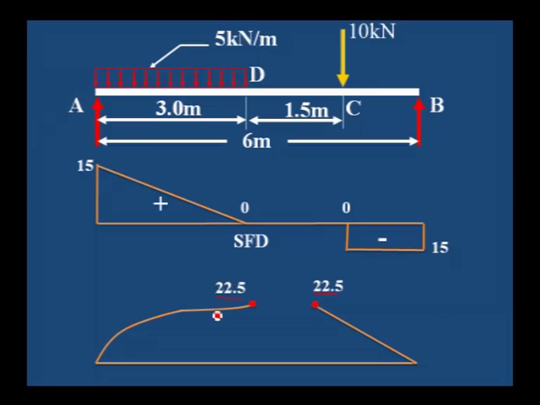A to D it is parabolic, because of the uniformly distributed load it is parabolic, and then D to C the bending moment is constant. These are the two values where we are getting the maximum bending moment, that is at D as well as C, since shear force is 0 at these two points. This is the bending moment diagram.